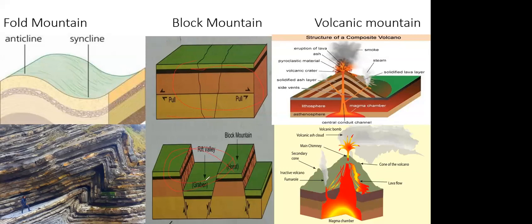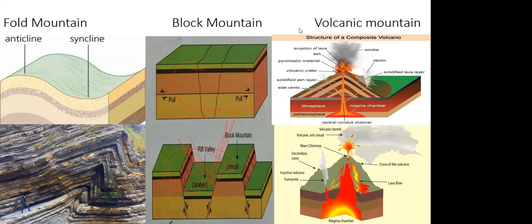Okay, so the major thing you have to remember is that the upper part of the block mountain is called horst, and the lower one is called graben. All right, and it is also called the rift valley. It also looks like a valley, in a V shape. So that is why it is called rift valley. Okay, these are the three most important things that you have to remember.